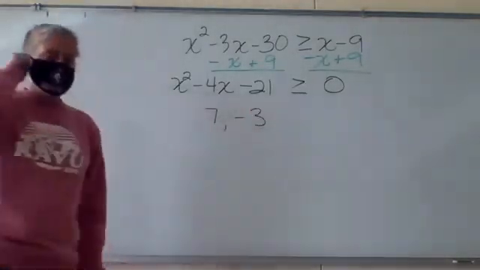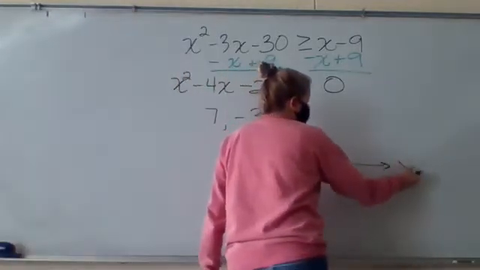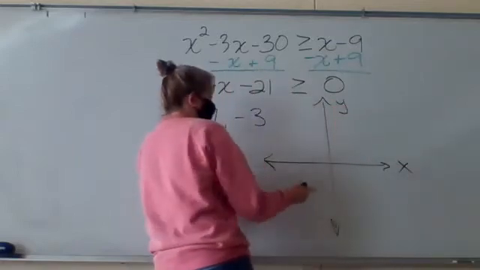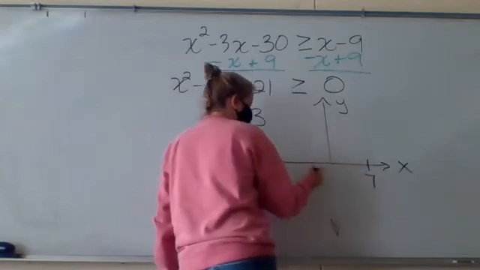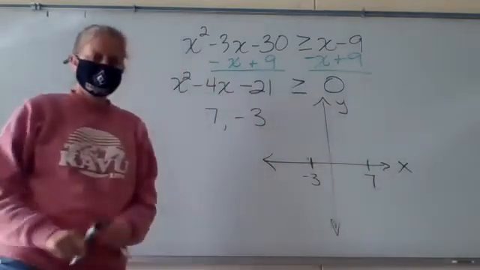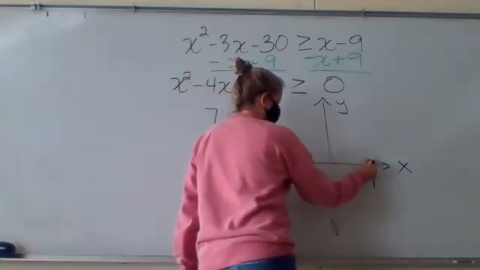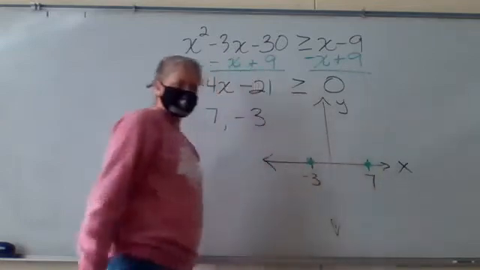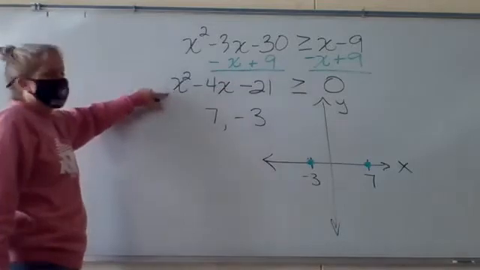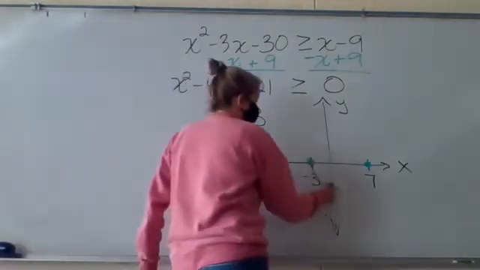All I need to know, right? That's what our zeros are. Those are x-intercepts. So it's going to cross through the x-axis at 7. Let's call that 7. Call that negative 3. There's my x-intercepts. Is this a right side up parabola? It is. There's no negative in front of the x squared, so I know it's right side up.